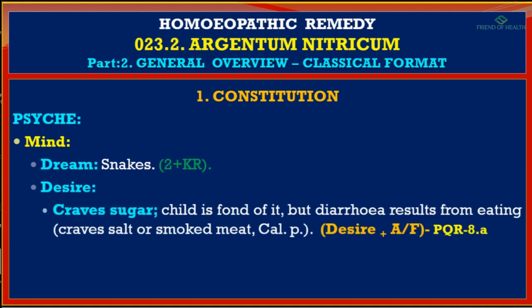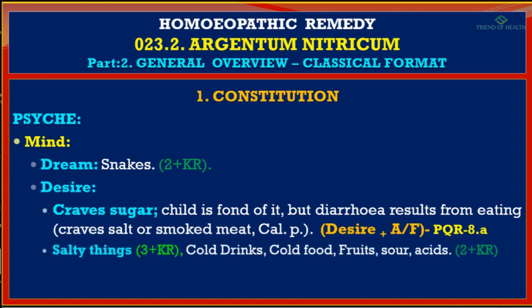Desires: craves sugar, child is fond of it, but diarrhea results from eating. Craves salt or smoked meat; Calcarea phos is a comparable remedy. This is PQR 8. If you refer to the Kent repertory again, you will find salty things also desired by Argentum nitricum. It is a 3+ symptom in Kent repertory. Cold drinks, cold food, fruit, sour, acids are given under 2+ in Kent repertory. Aversion, we don't have any good information for that.